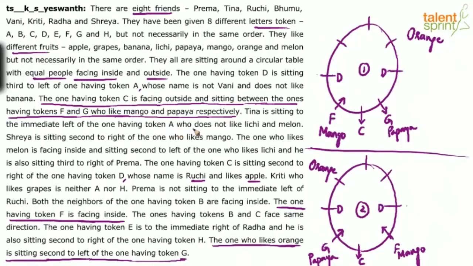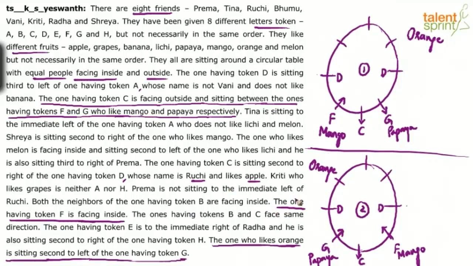No. Who does not like lychee and melon? Shreya is sitting second to the right of the one who likes mango. This point is useful. See, the second reading has given us one more point. Earlier, we were not able to use this point. Why? Because it said Shreya is second to the right of the one who likes mango. Who likes mango? This person F likes mango. But the direction was not known to us, whether F faces center or outwards. But now we have fixed the direction. The one having token F is facing inside.